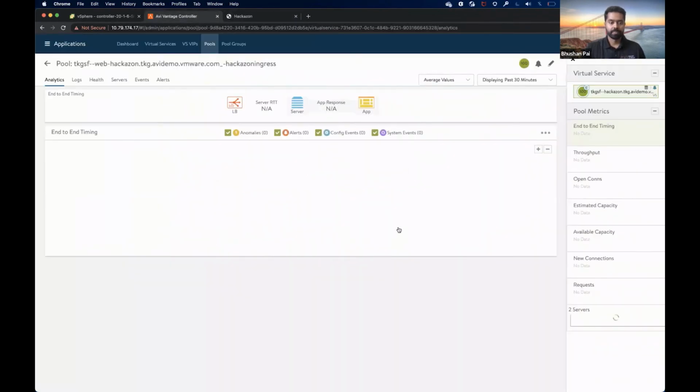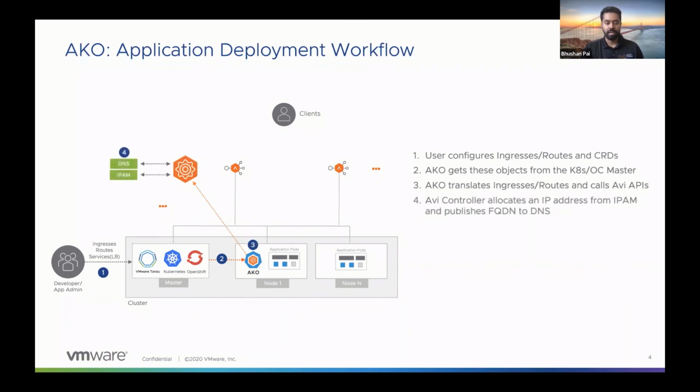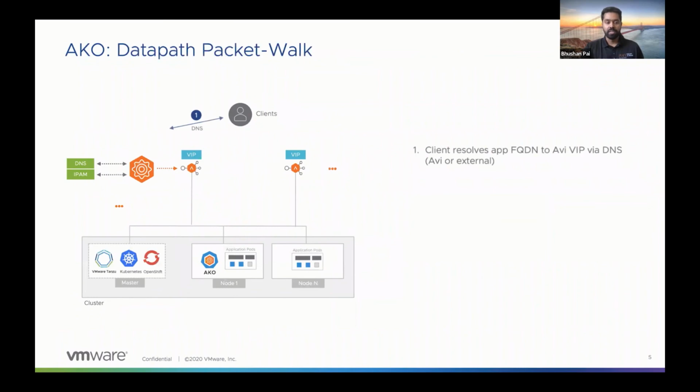The way this works is whenever an application developer creates an ingress or service, AKO gets notified and it configures the corresponding virtual services on the AVI controller. The AVI controller fetches an IP address from the IPAM, publishes the FQDN to the DNS, and places the VIP on the service engines. After this, whenever the client makes a DNS query, the AVI DNS replies with the correct IP address of the VIP. The client browses to the VIP address, which is placed on the SE, and the SE load balances the traffic directly to the application pods.